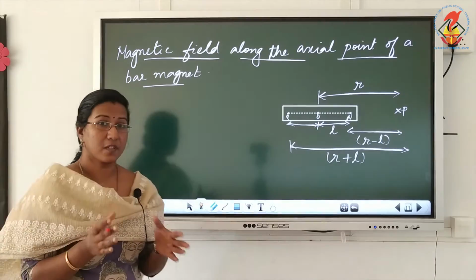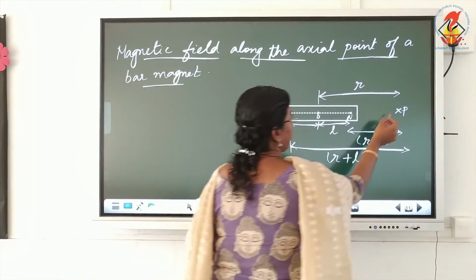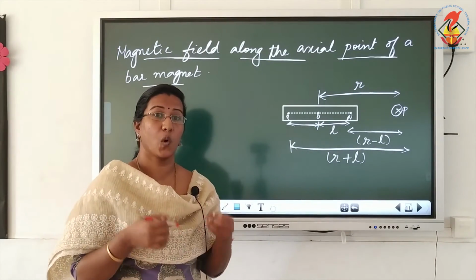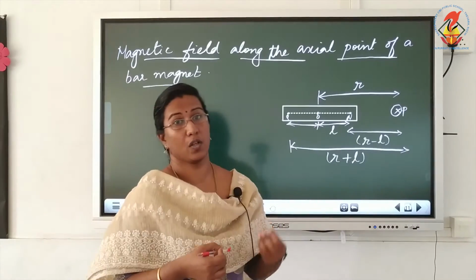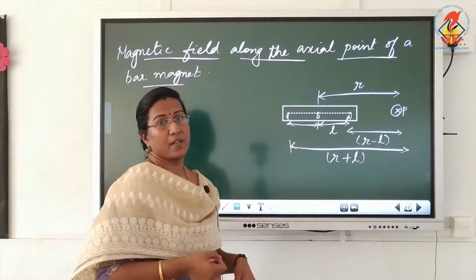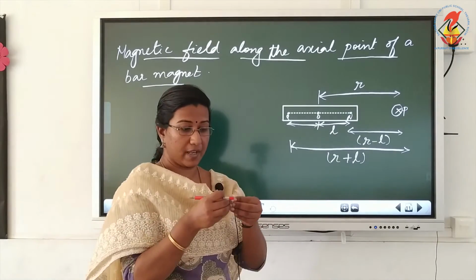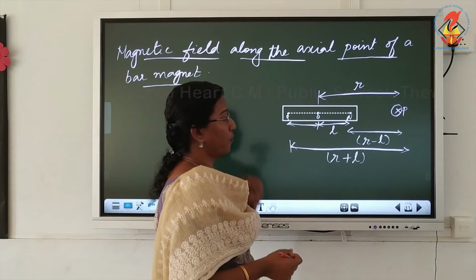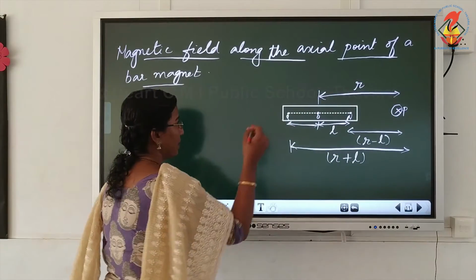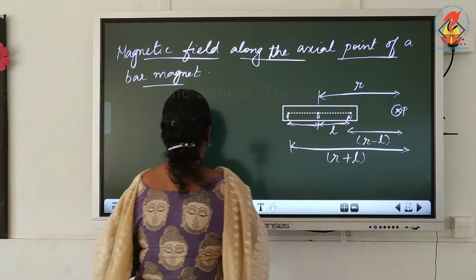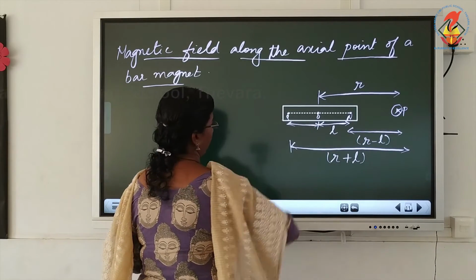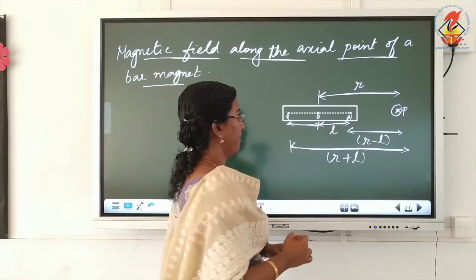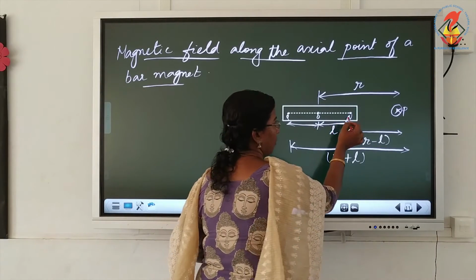Now, my aim is to find the magnetic field at point P. We know that the field at a particular point is the force experienced by a unit north pole placed at that point. So, first I am going to find the direction of force at point P due to the north pole and south pole of my bar magnet. For that I am going to keep a unit north pole here, and find the direction of force acting on the unit north pole due to the south pole and north pole of my bar magnet. First, let us consider the case of north pole and unit north pole.